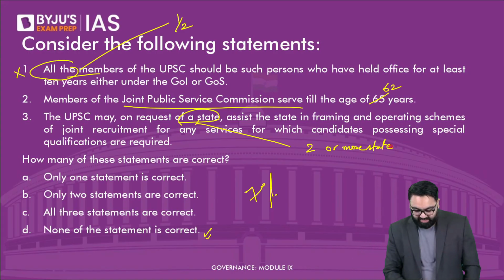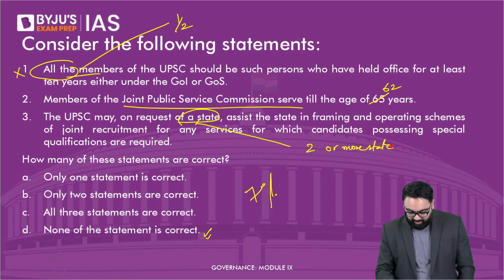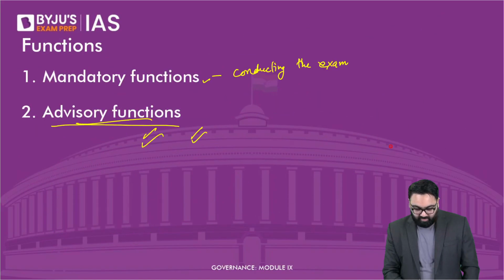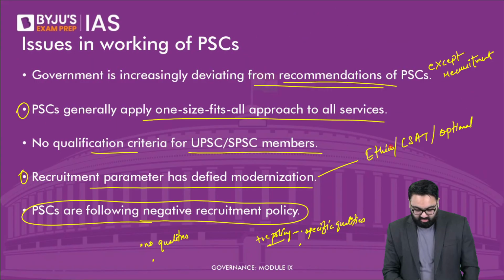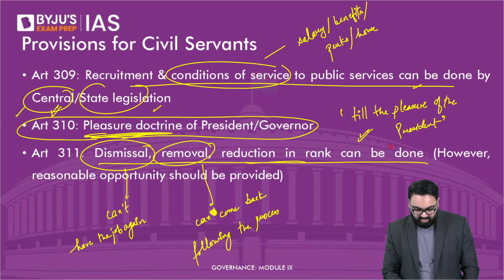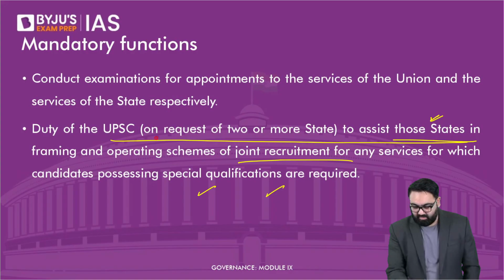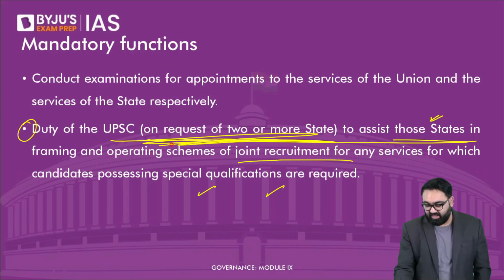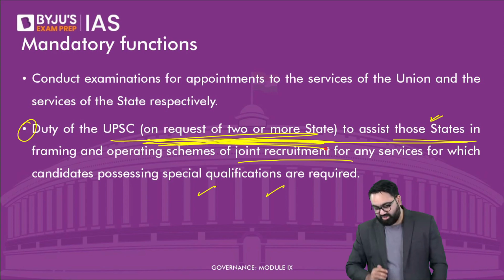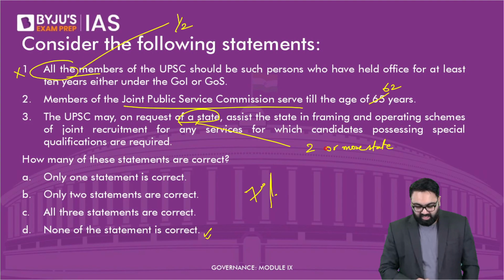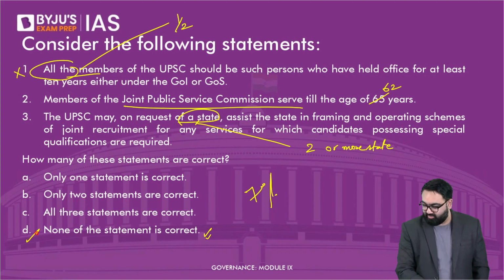I will quickly see if I can go back to that slide if I remember. Just a second. Mandatory functions. See this. This is what we asked. Specifically this: 2 or more states, not 1. That remains a big problem. Okay. That is why all these 3 are wrong. The answer would be D.